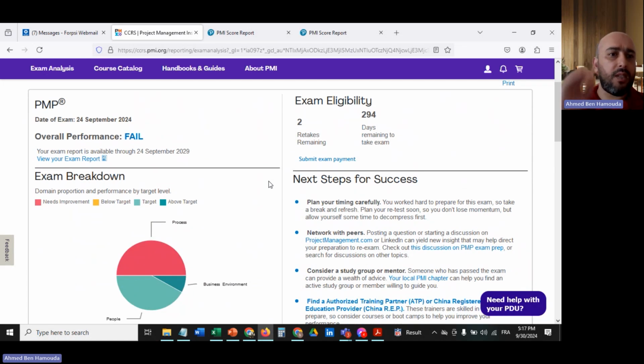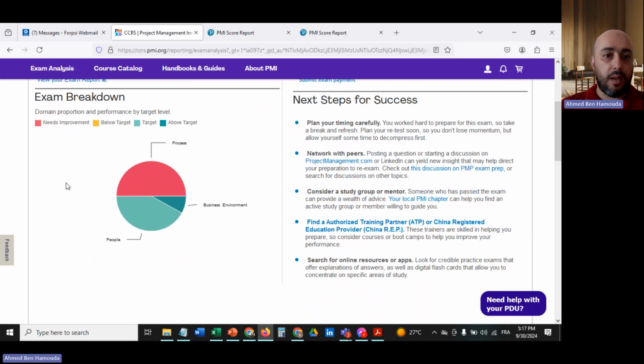So now what you can see here is the date of the exam, how many retakes you are eligible for, and how many days remain, because you have an entire year to take your exam. So within 1 year you have 3 trials. Then here you have the exam breakdown.